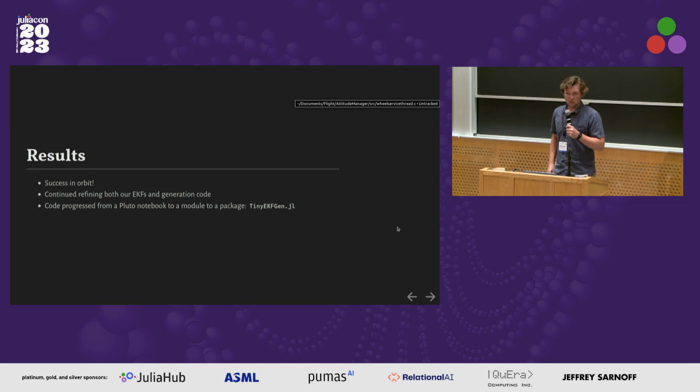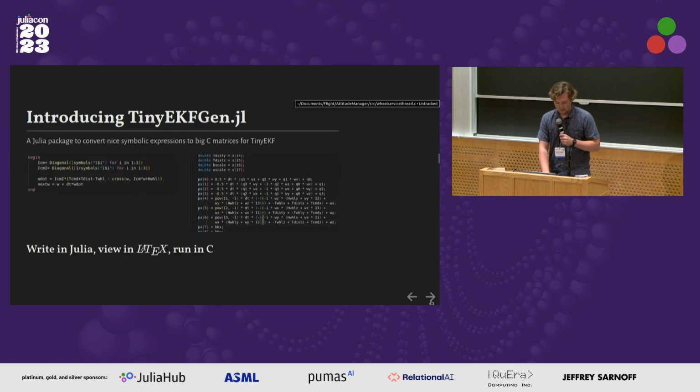This was originally a Pluto notebook that I just had on my computer, but now I've cleaned it up, put it into a module, and now it's a package called TinyEKFGen.jl. This is the flow. You have really nice symbolic code in Julia, just abstract, and you don't need to know that these are vectors or matrices or anything. And then you can get out this very complicated but accurate C code, as much as you like, any size state. You don't have to worry about it.